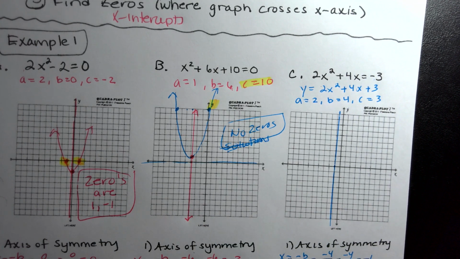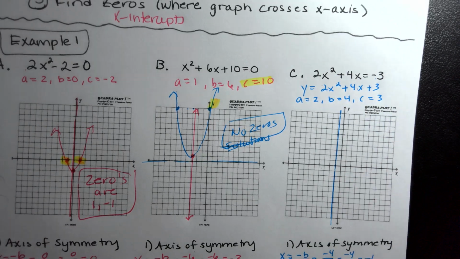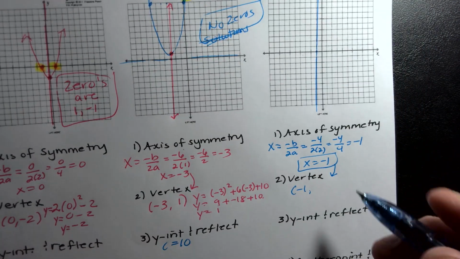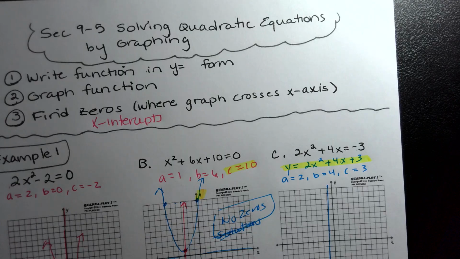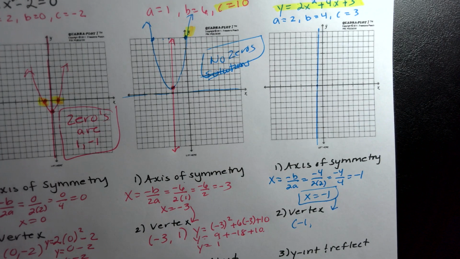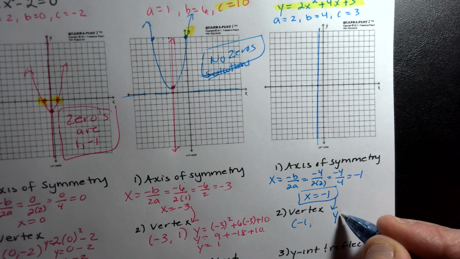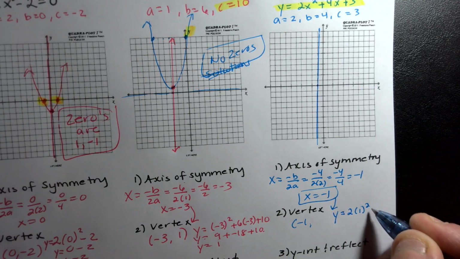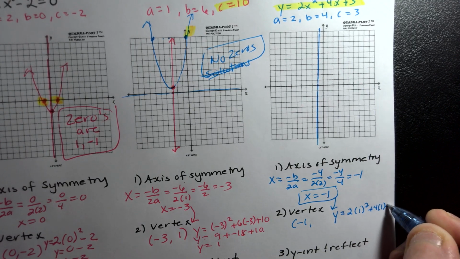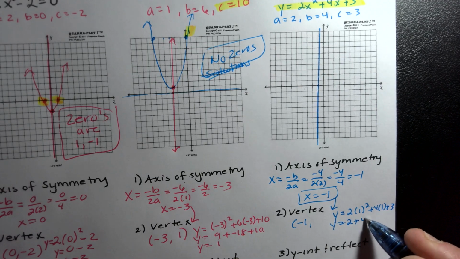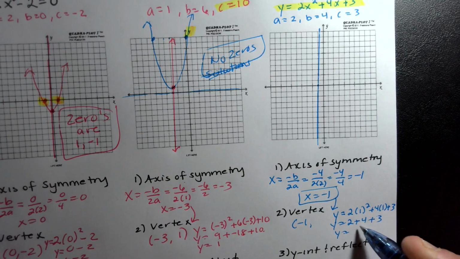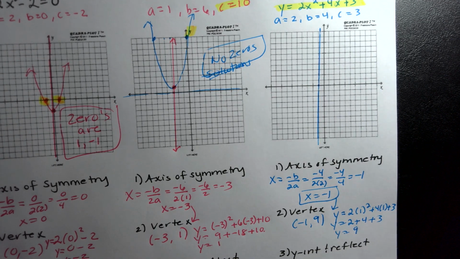Okay, vertex. Put the negative 1 in for the x, and now I need to substitute into that equation up there. What I'm going to do, I'm going to highlight the one I'm using though, so that jumps off. Those little tricks here. So I'm going to have y equals 2 times 1 squared plus 4 times 1 plus 3. Y equals 1 squared is 1 times 2 is 2 plus 4 plus 3. Y equals 9. Okay. So negative 1, 9, we have our vertex.